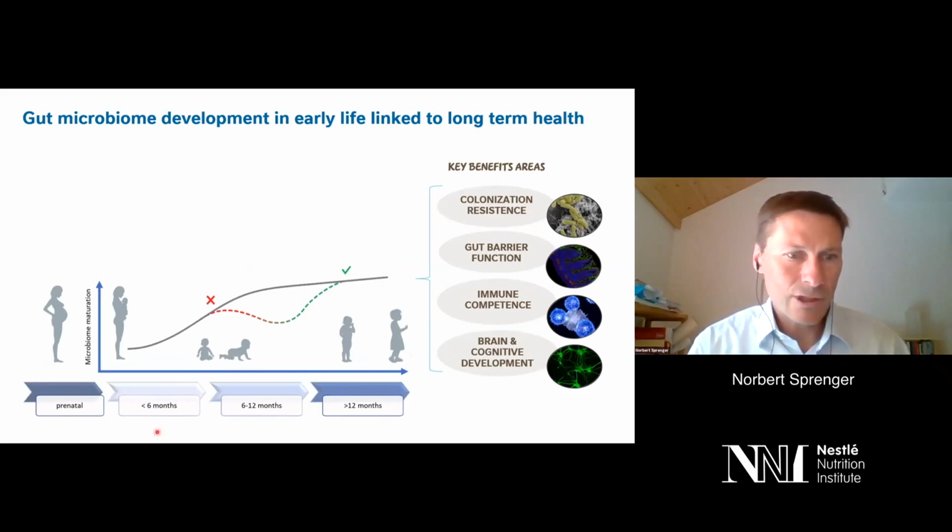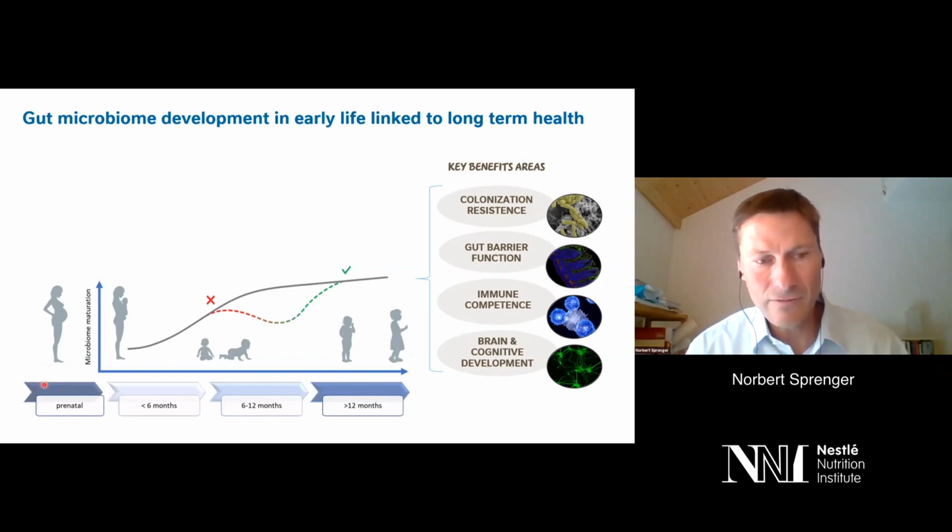Now let's look at this more in the early life and the different phases in early life. In utero, usually we are sterile. The infant does not get exposed to living bacteria, at least that's the major consensus in the scientific field, but it gets exposed to microbial metabolites that can have an effect on how the embryo develops and how the immune system in the embryo develops.